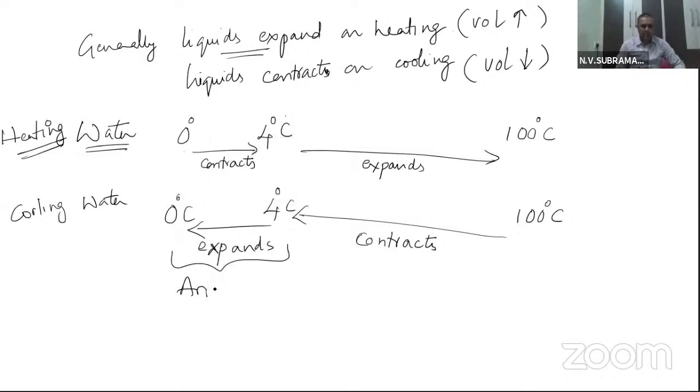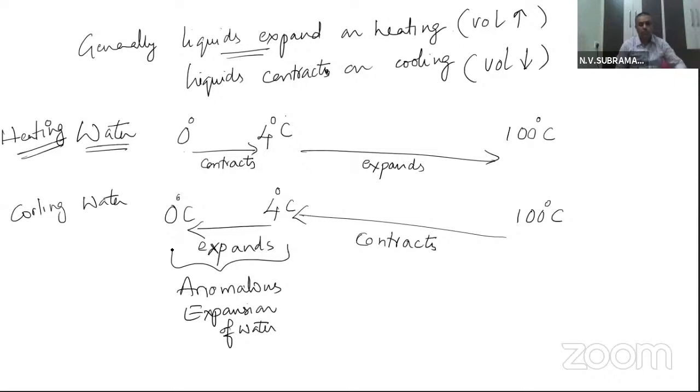What is this known as? Anomalous expansion of water. Anomalous expansion of water. Okay. So because of this behavior, it expands. It expands from where to where? 4 to 0 degrees. When you are cooling from 4 degrees to 0 degrees, it expands.